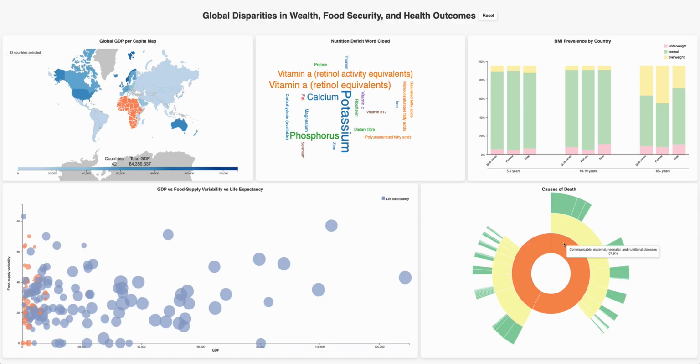By selecting any countries or regions, users can instantly see how economic status cascades through food security and nutrition to influence BMI and death causes. This capability can help policymakers and health professionals identify where economic or nutritional interventions will deliver the greatest public health impact.